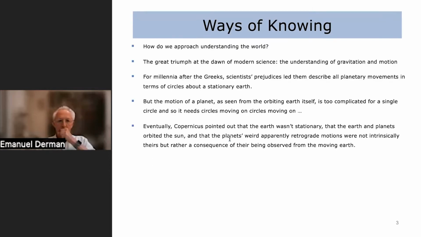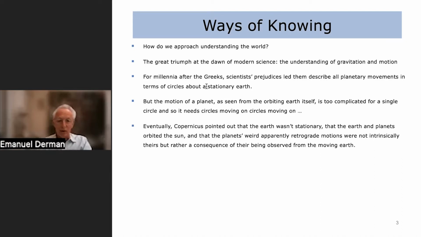So how do we approach understanding the world? I've got an original background in physics, and I have a PhD in physics. I worked in research for a while, and later on I moved to finance. So I want to invoke some physics here. The great triumph at the dawn of modern science was the understanding of gravitation and of the motion of the planets. And for millennia after the Greeks, scientists' prejudices led them to describe all planetary movements in terms of circles and epicycles about a fictional stationary Earth.